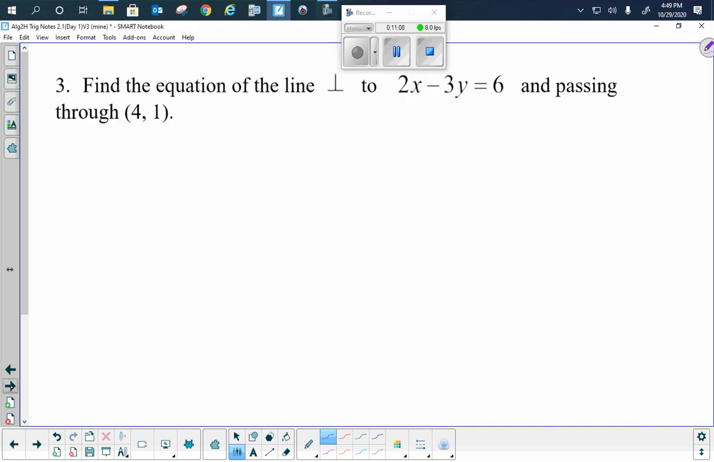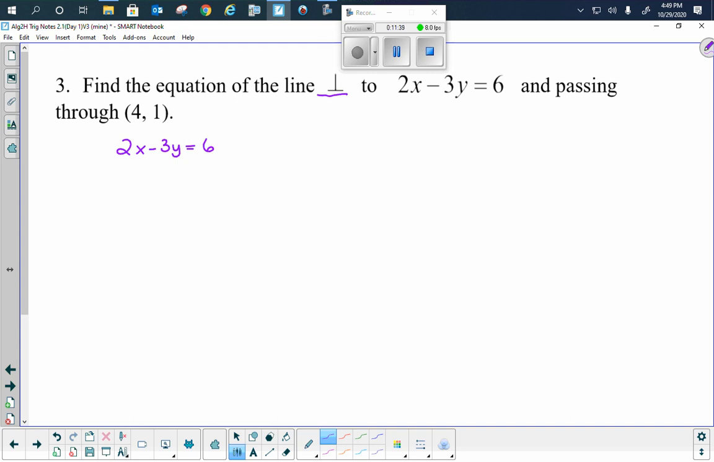All right, and then one other type. Let's say find the equation of the line, remember, you should know this symbol, perpendicular to 2x minus 3y equals 6, and passing through the point (4, 1). So first of all, you should recognize 2x minus 3y equaling 6 as a line. It's linear because x and y are both to the first. So I'm going to manipulate that line. I want to go ahead and solve for y.